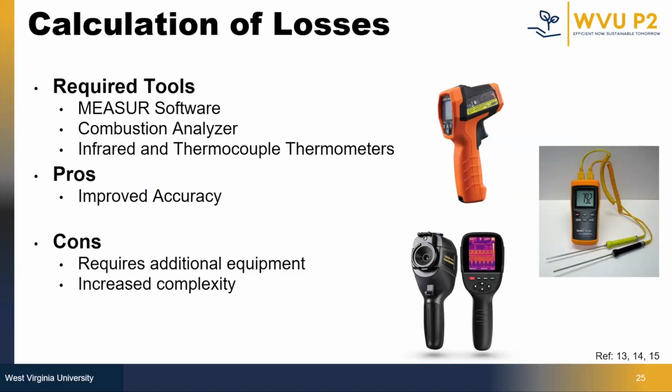So in addition to the combustion analyzer, this will also require tools like infrared temperature guns to measure surface temperature and thermocouple thermometers or similar devices to measure water temperature. Surface area of the boiler would need to be measured or estimated. These additional tools are relatively inexpensive and are not difficult to use, but the calculations required to accurately estimate these losses are more complex.